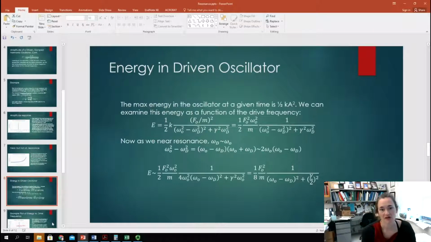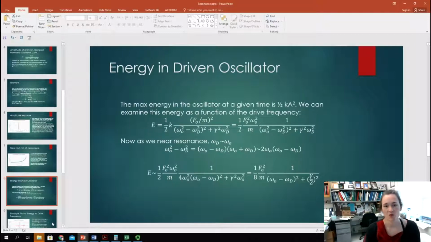All right, now if you'll notice, you have a k over m there because you have that (f naught over m) squared and you have the k out front. So you can borrow one of those m's in the denominator of the f naught over m and pull it out front, and then k over m is omega naught squared. So that gives you the energy is 1/2 f naught squared times omega naught squared divided by m times 1 over (omega naught squared minus omega d squared) squared plus gamma squared omega d squared. Okay. All right, so that's the energy.